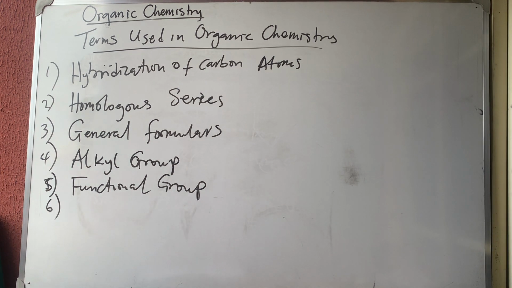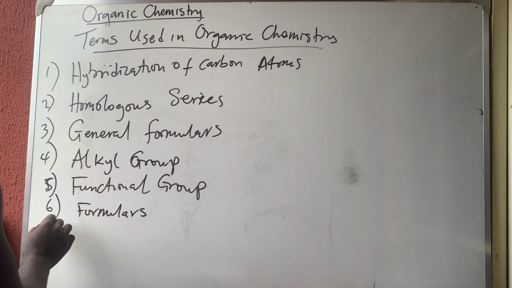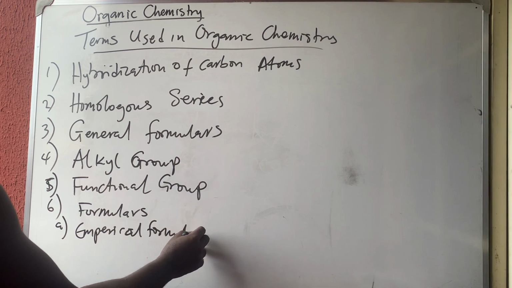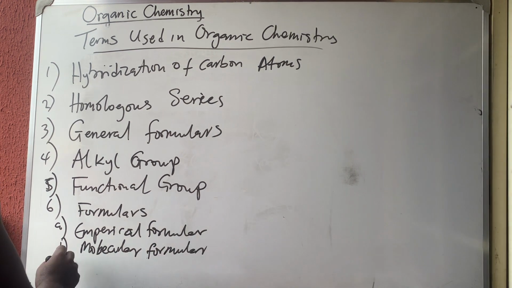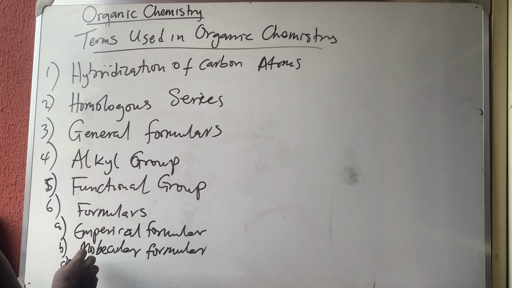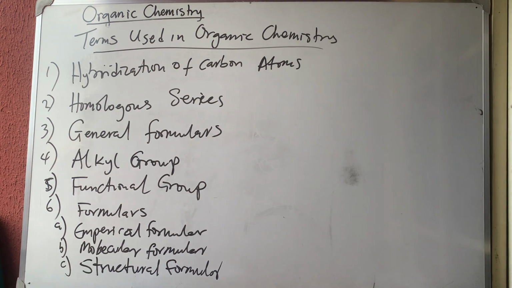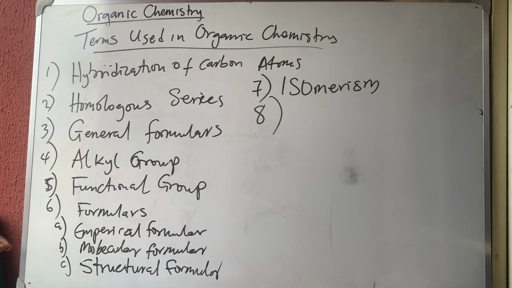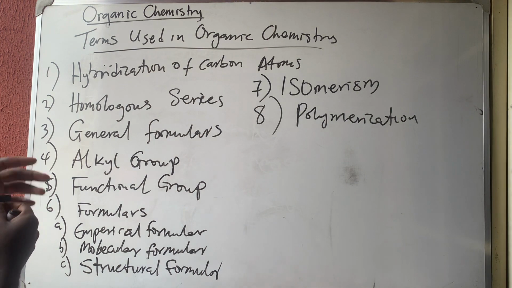The sixth one we look at is the formula. Under that, the first one we look at is the empirical formula. The second one is the molecular formula. And the third one is the structural formula. That is number 6. Number 7 that we'll look at is isomerism. Then the final one, number 8, is polymerization. So these are the terms used in organic chemistry that we'll look into.